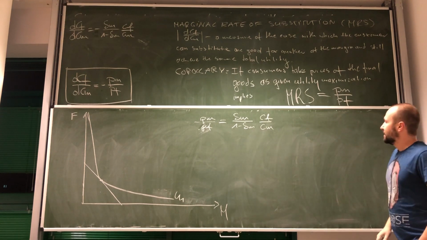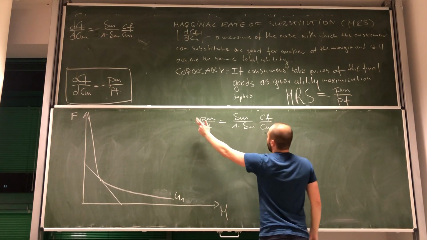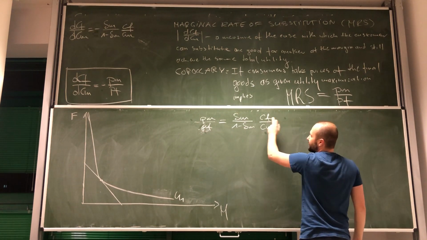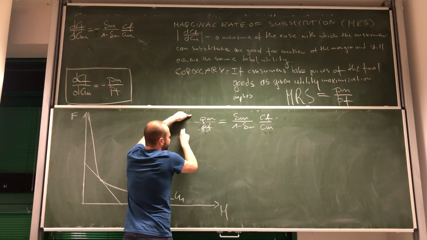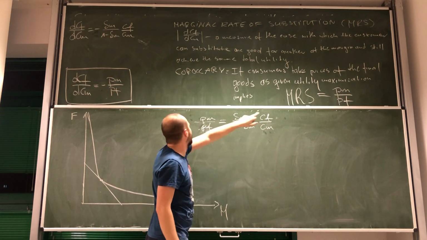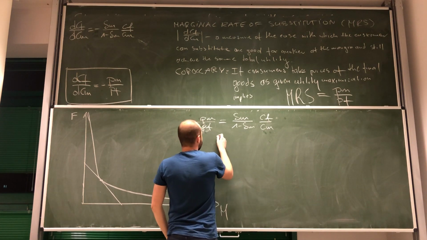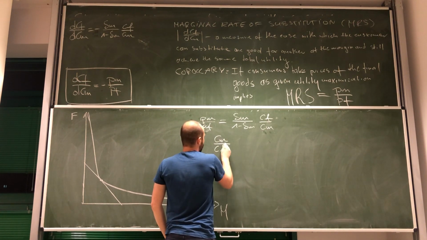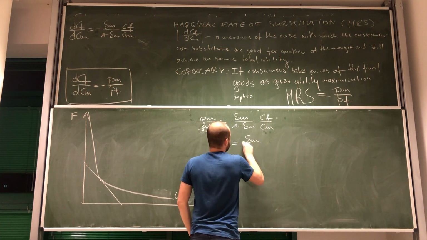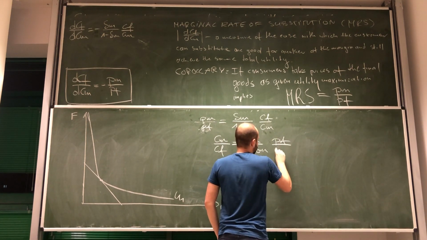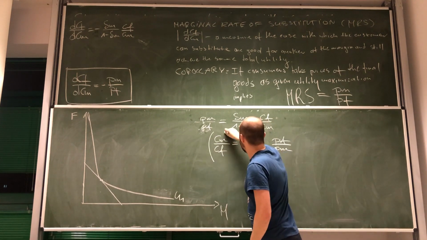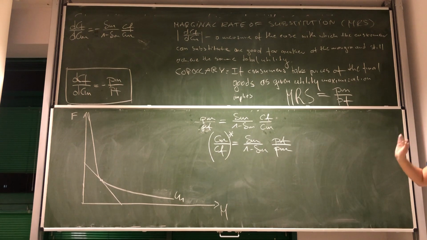Look, out of this, I can multiply both sides by CM and divide both sides by CF. I can also divide both sides by PM and multiply both sides by PF. And then I'm going to get CM over CF. Okay, and look, we can think about it as the ratio of manufacturers to food at optimum, so at the point where the customer maximizes his utility.